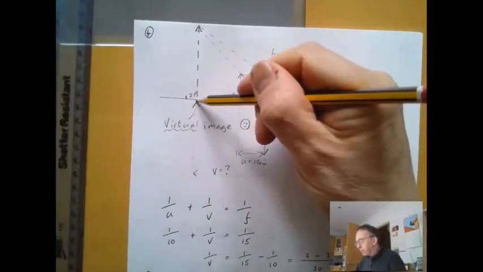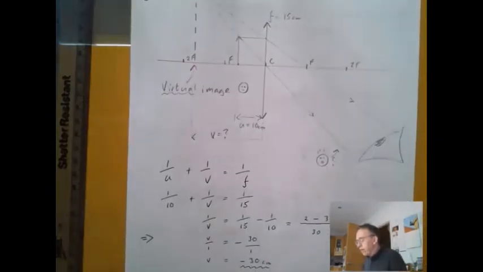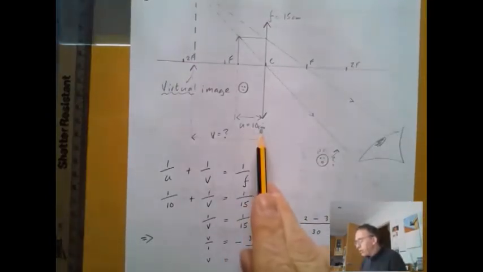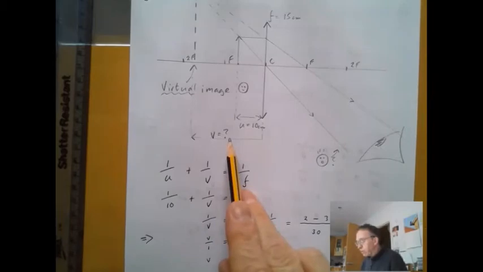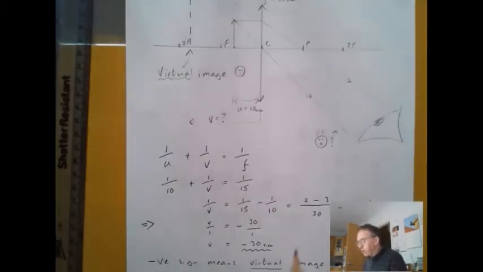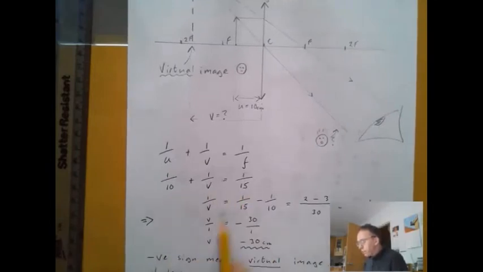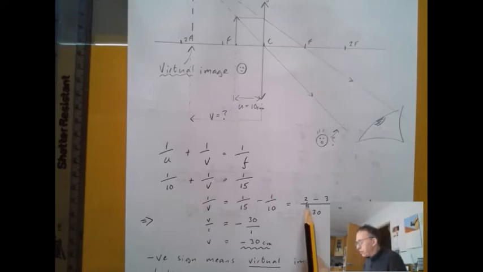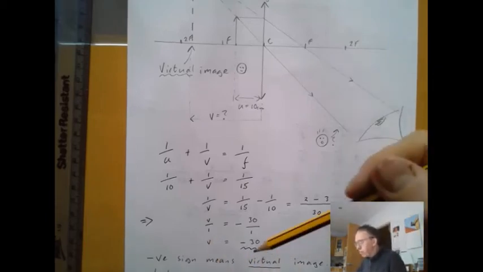Now, if we apply the formula in this case, we have a U of 10 centimeters and a V of question mark, same as before. It's still a converging lens. It still has a focal length of plus 15. So we substitute in, we bring the known value across, find the lowest common denominator, but then we get 2/30 minus 3/30 is negative 1/30, and that leads to V equals negative 30. So how do we interpret the negative 30?